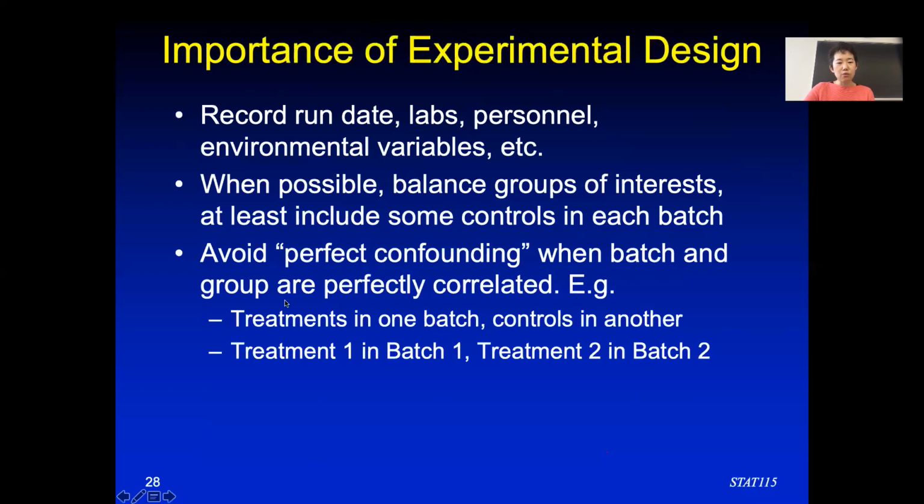When batch and group are perfectly correlated, for example, if you do your treatment in one batch and control in another, at the end, there's no way you can correct for that. It's all mixed together. You don't know whether it's a real treatment difference or a batch difference. Or treatment one in one batch and treatment two in the other batch. So this situation is impossible to correct.